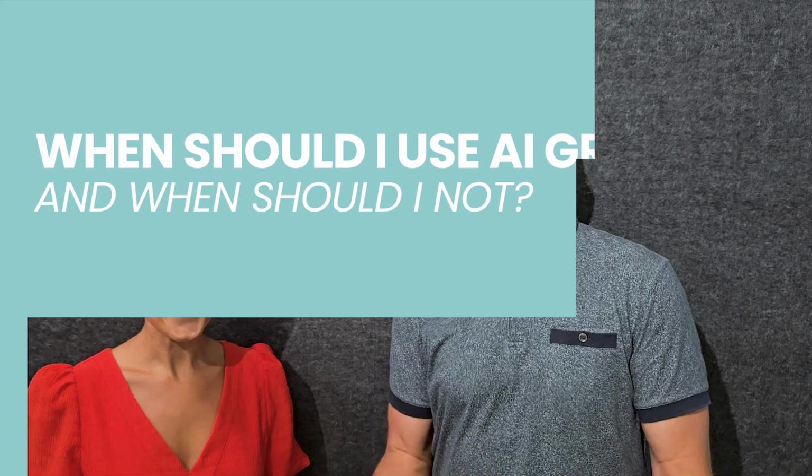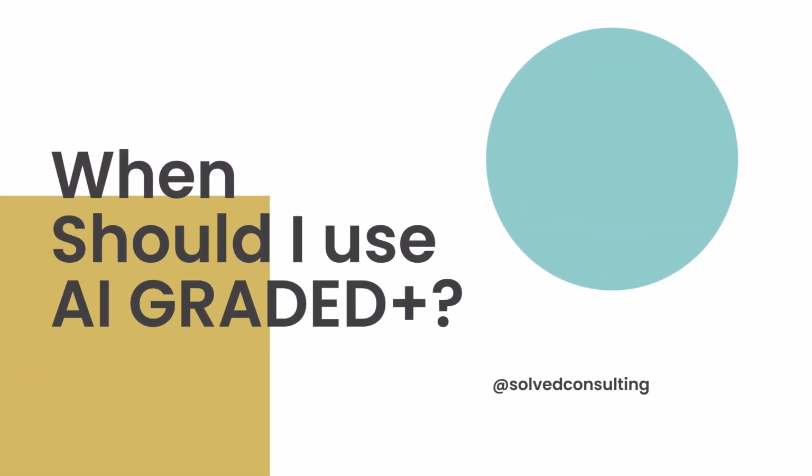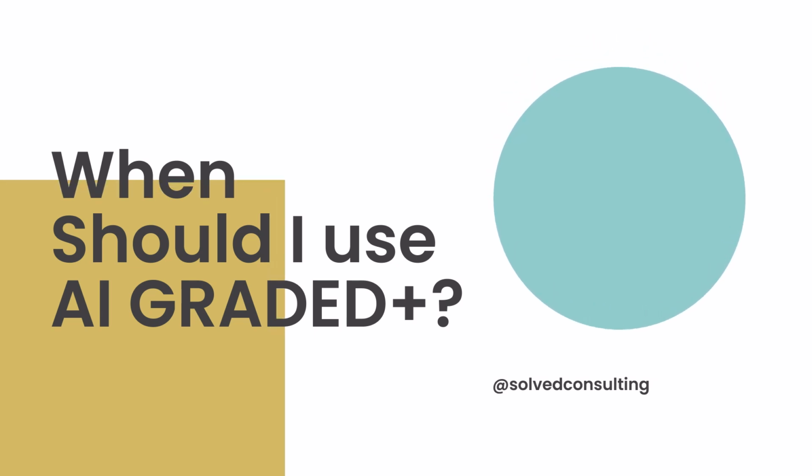Okay, so you've seen a demonstration of scanning 30 students' work for mathematics. We showed you a demonstration of using AI Graded Plus, your digital teaching assistant, to scan some students' work to show their prowess reading and writing responses. Now, you might be wondering, okay, when do I actually use this thing? When should I not? Jen, when would you use this?